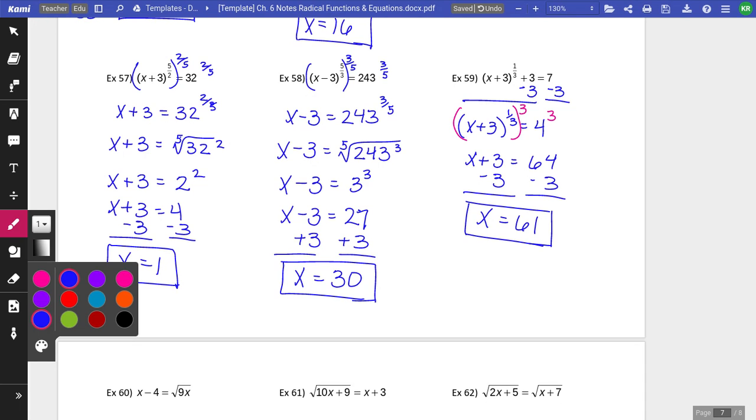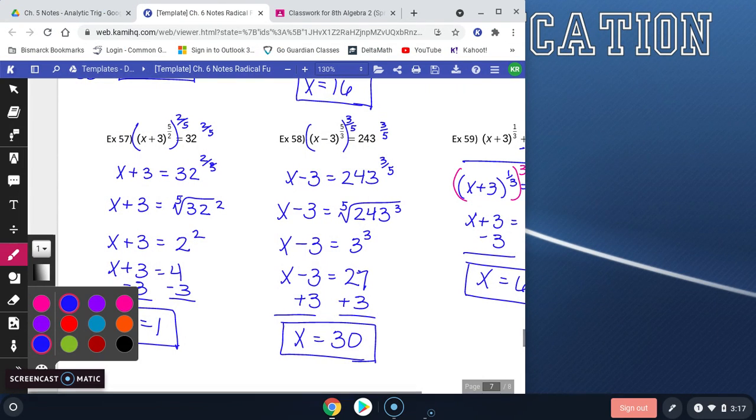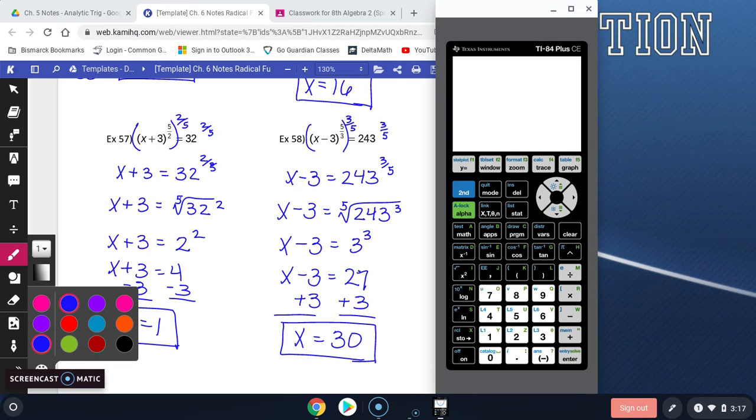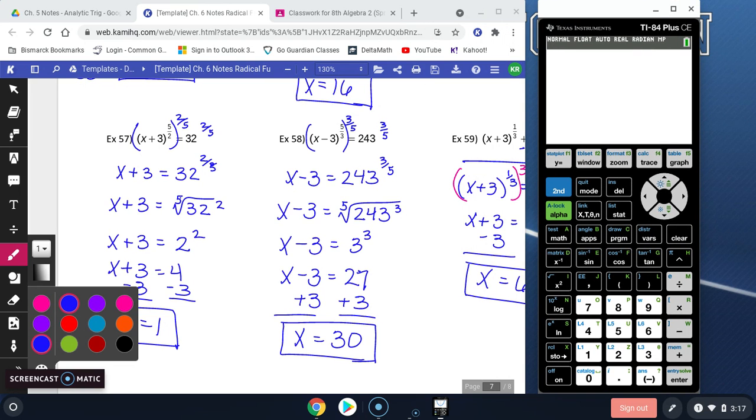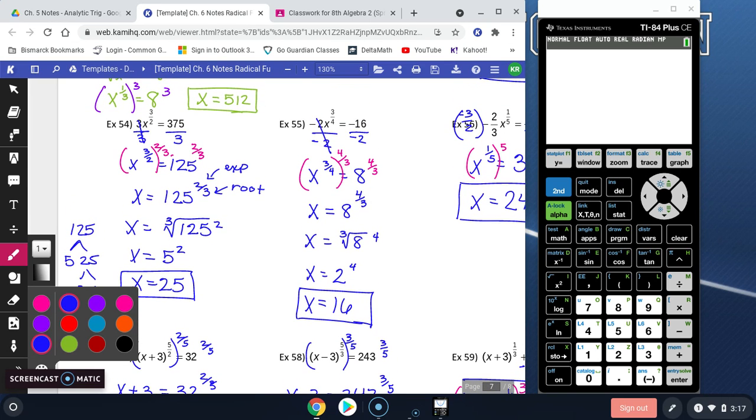Okay, one other thing I want to show you before we finish up today is your calculator. So if you pull up your calculator, let's go back right here to example 54. If you look at this statement right here, 125 to the 2/3 power. Well, we rewrote it using the radical. But you can also do this on your calculator.